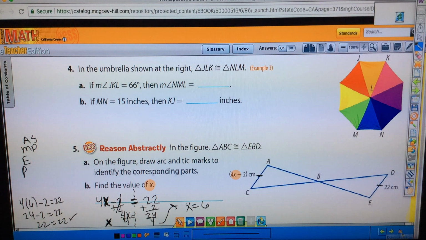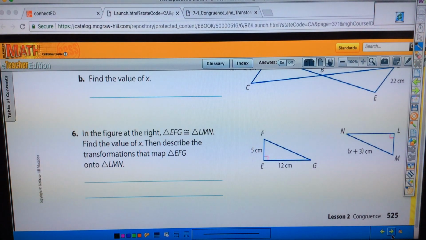Number 5 and number 6 are very similar. I'm going to let you handle this one, but I will help you get it set up. So in the figure at the right, they're telling you that triangle EFG is congruent to triangle LMN. Find the value of x.